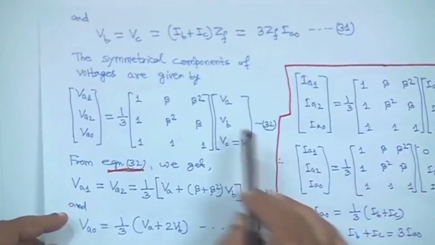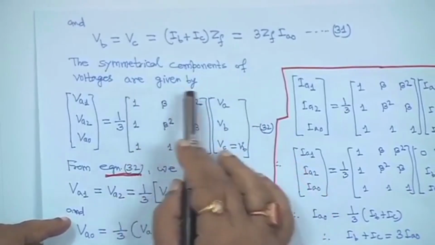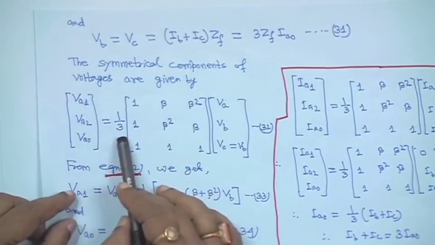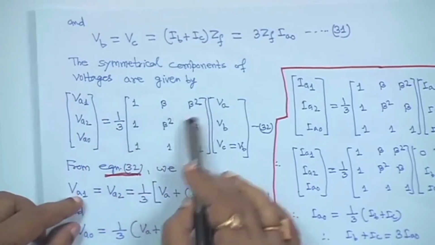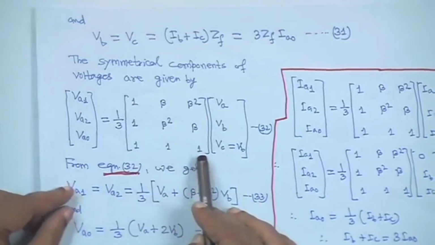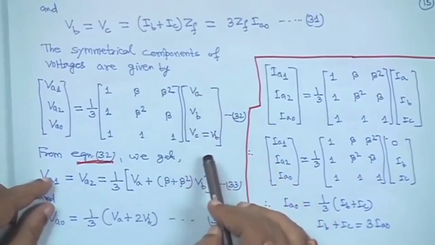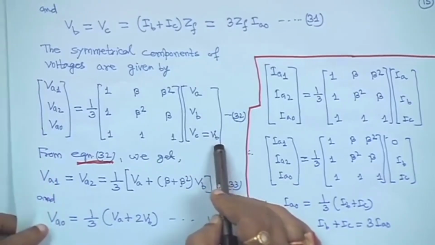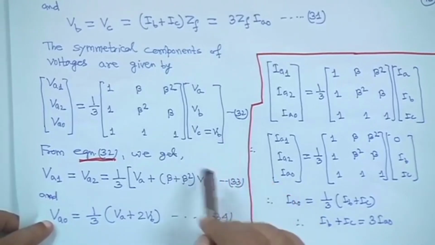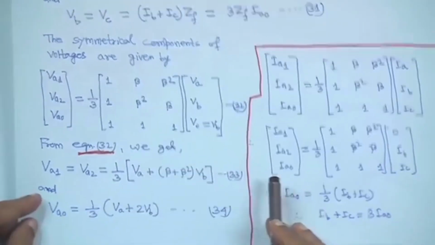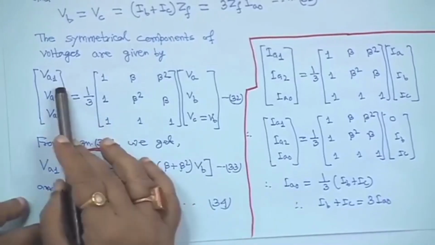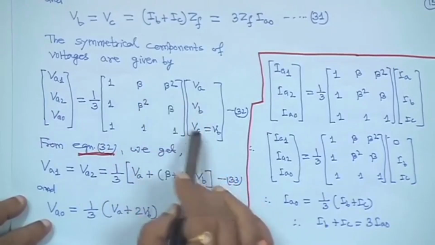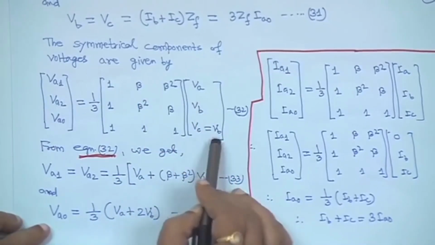Now, the symmetrical components of voltages are given by, again known to us, V a 1, V a 2, V a 0 is equal to 1/3 times the matrix 1, beta, beta square; 1, beta square, beta; and 1, 1, 1, acting on V a, V b and V c. Here V c is equal to V b, this is equation 32. From equation 32, if you write V a 1, it will be V a plus beta V b plus beta square V b again, because V c is equal to V b.